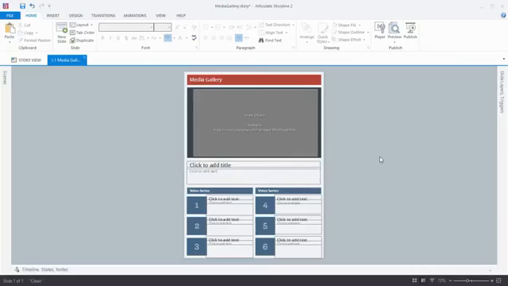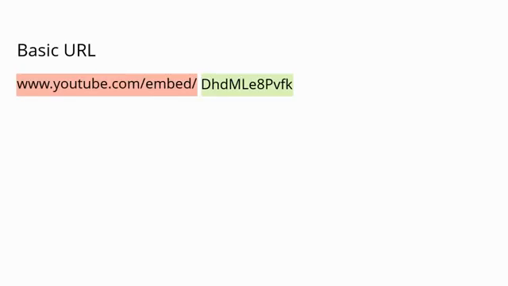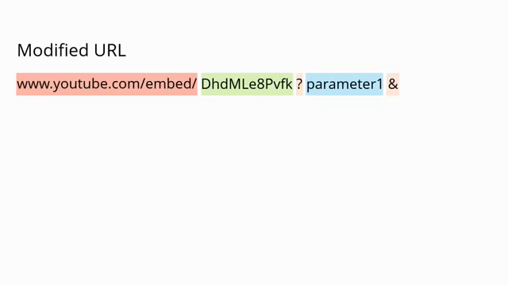But let's say you want to modify the behavior of that video just a little bit. Well, you can do that with some optional parameters. So we'll call this the modified URL, and it starts out the same way as before with the same basic URL structure, www.youtube.com/embed/ your video ID, and then add a question mark to indicate that you have one or more parameters that you want to add to the video. And then you'll add a parameter, and you can stop there if you want. If you have more than one parameter, just make sure that you separate them with an ampersand. So ampersand parameter 2, ampersand parameter 3, and so on.